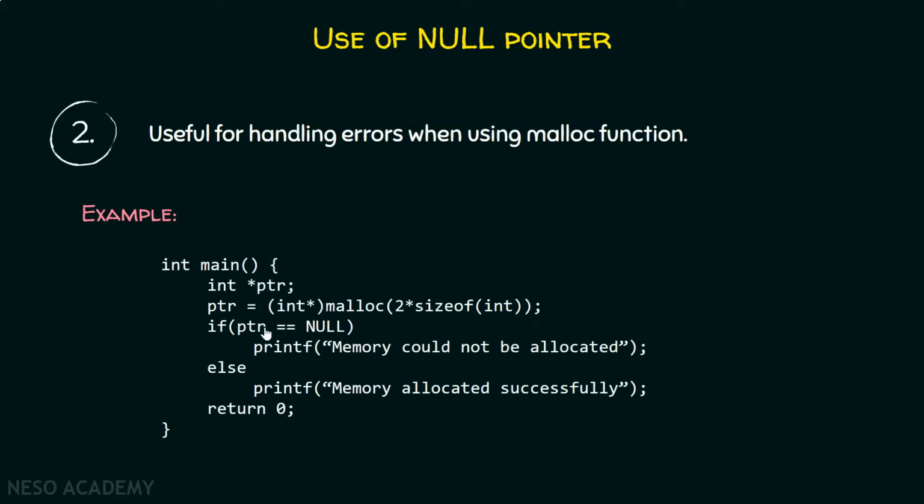For example, here in this case, this PTR contains the address of some memory location which has been returned by this malloc function. Right now, you don't need to understand this, okay? The one thing you should understand is that PTR contains the address of some memory location. If it doesn't, then it contains null, which is also returned by malloc. Here we are checking if PTR is equal to null, then memory could not be allocated. Otherwise, memory allocated successfully. As simple as that.